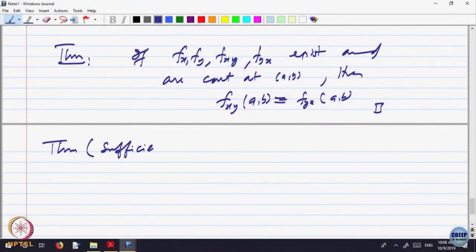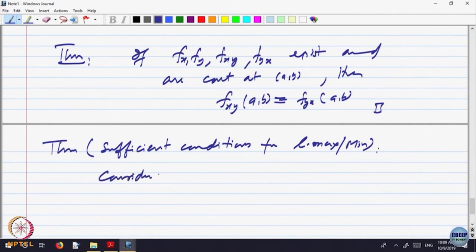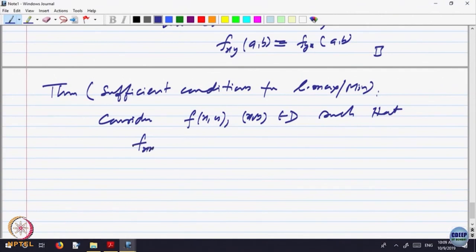Sufficient conditions for local maximum, local minimum. So it says, first of all, consider the function f(x,y) in the domain D, such that fxx, fxy, fyx and fyy, all the four derivatives exist at some point (a,b) belonging to D.